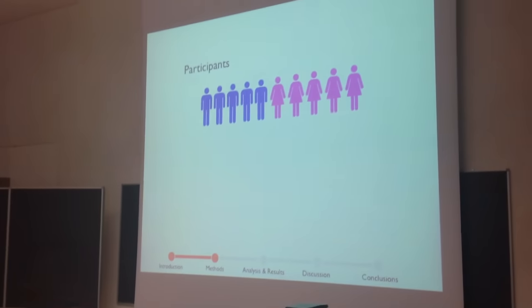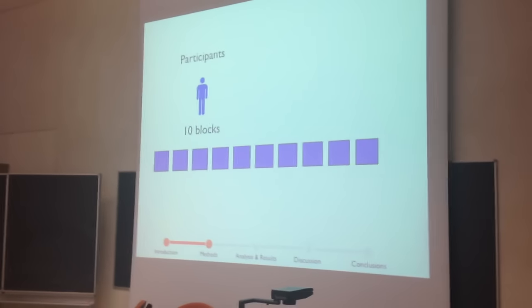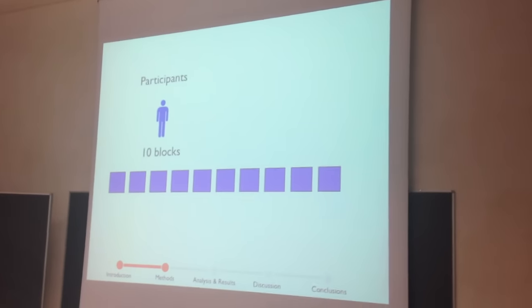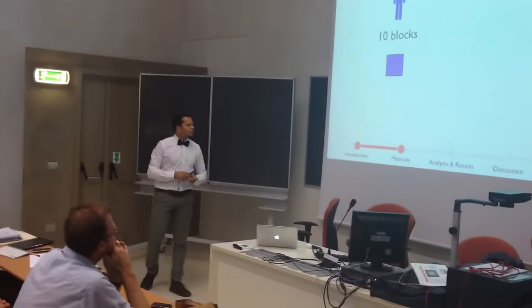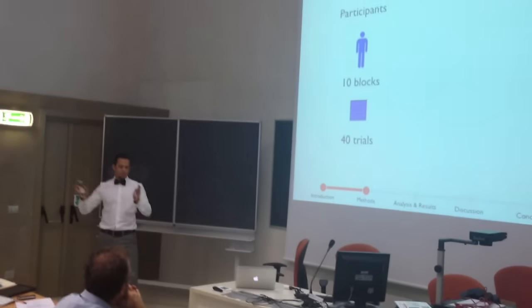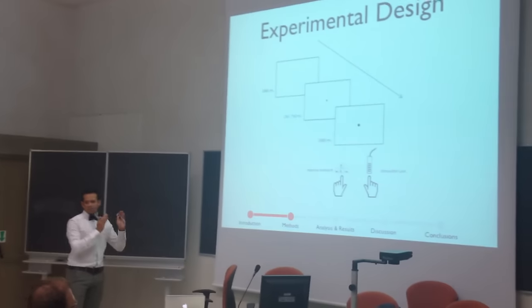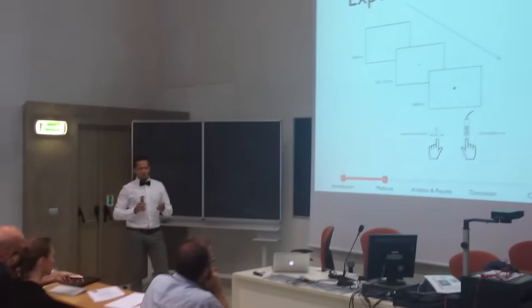We had 10 participants, 5 males and 5 females. For each participant we had 10 blocks of trials, and each block had 40 trials. And these 40 trials represented all the conditions that I had in the experiment. This is a single trial of these 40 trials.